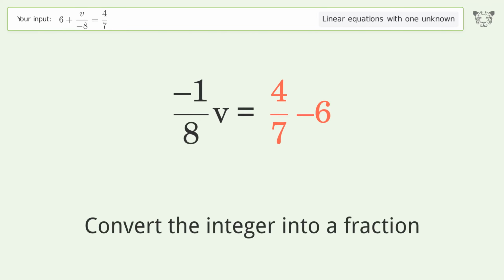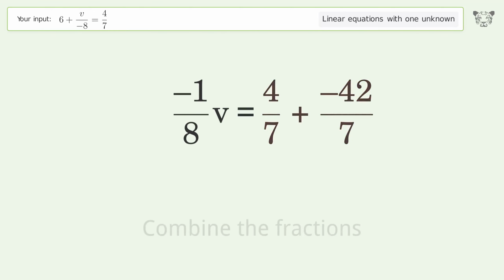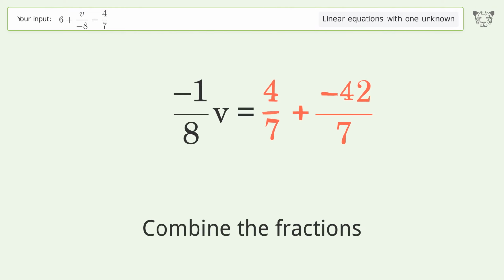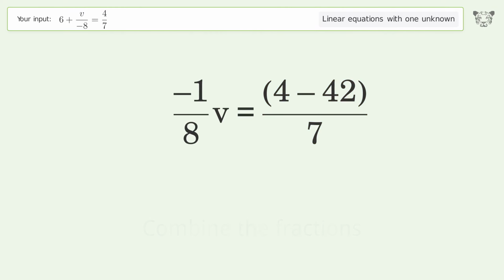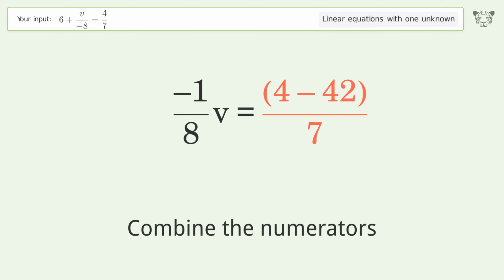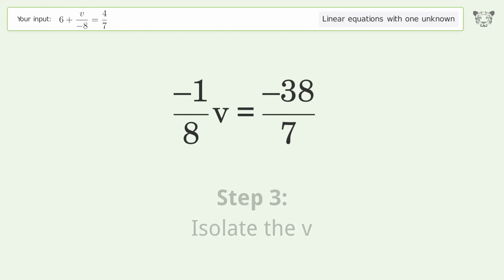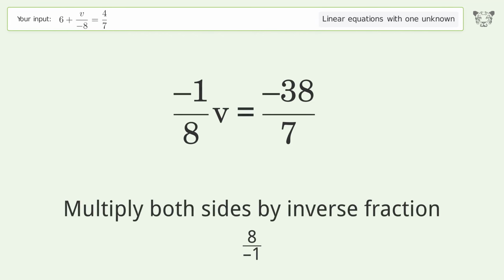Convert the integer into a fraction. Combine the fractions. Combine the numerators. Isolate the v. Multiply both sides by the inverse fraction, 8/-1.